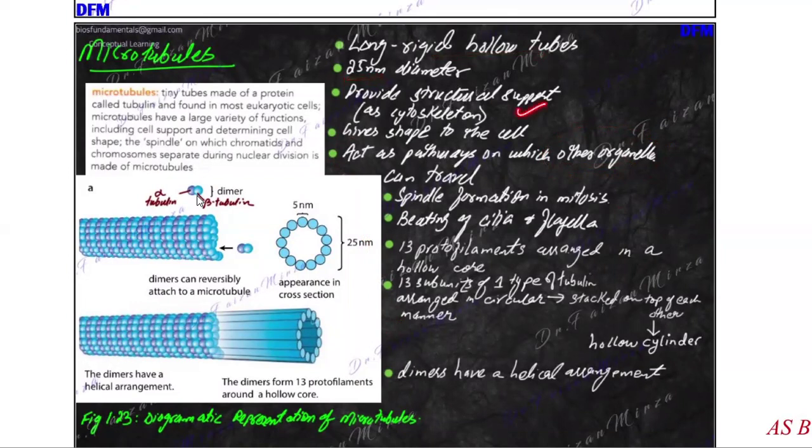They also provide structural support for the cytoskeleton of the cell. They also give shape to the cell. What else do they do? They form the spindle during mitosis. They are involved in the beating of cilia and flagella.